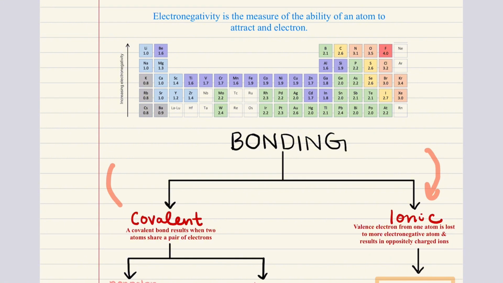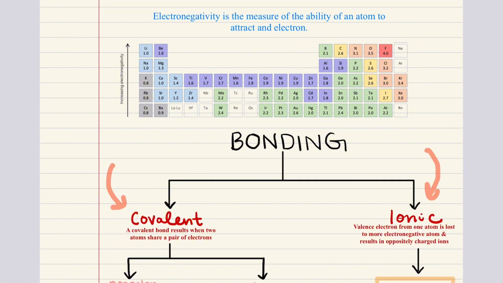Now, in covalent bonding, an electron pair is shared between 2 atoms, typically nonmetals, that have relatively similar values of electronegativity. The degree to which the pair of electrons is shared equally or unequally between the 2 atoms determines the degree of polarity in the covalent bond. So, for example, if the electron pair is shared equally, the covalent bond is nonpolar. And if the electron pair is shared unequally, the bond is polar.